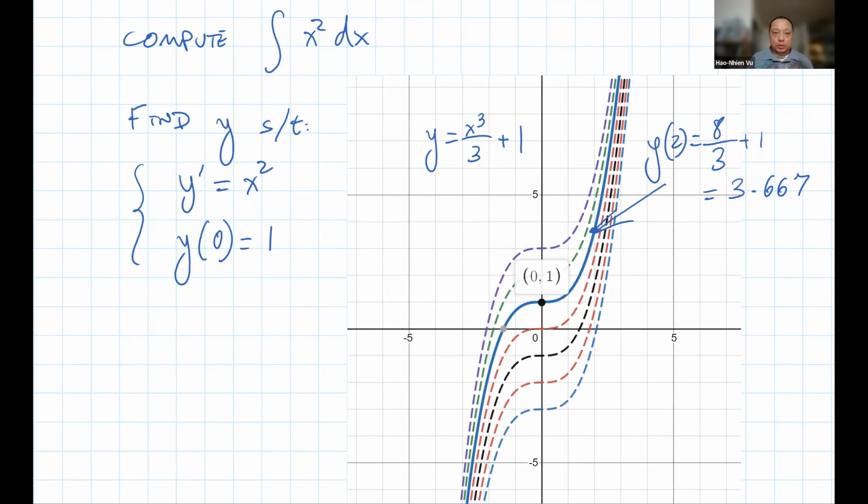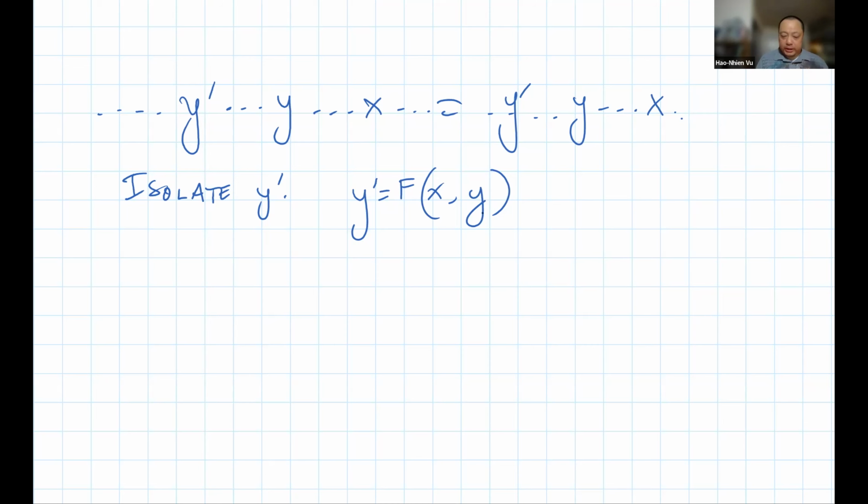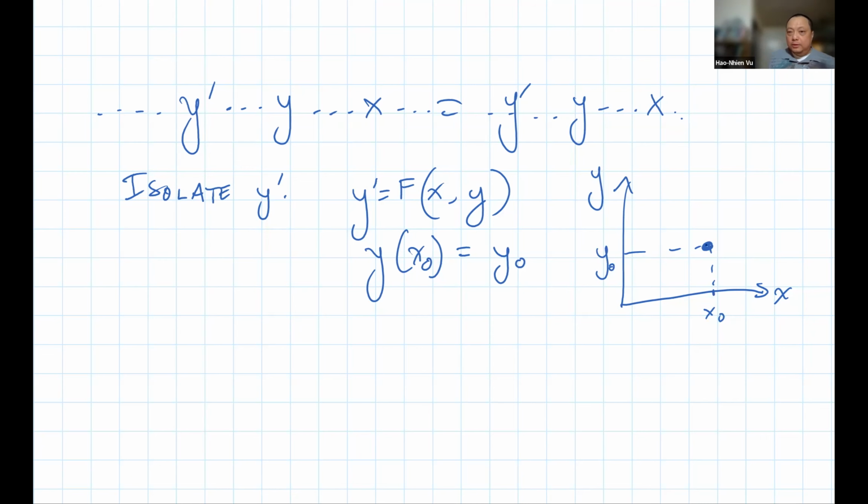So let me close out this example by applying existence and uniqueness to this particular situation where we have a first order differential equation. For a first order differential equation, we have some sort of y prime, some sort of y, and some sort of x mixed somehow. Well, do some algebra on them and isolate the y prime. You isolate the y prime, then all the x and y are on the other side. So basically you end up with y prime as some function of x, y. And then you have your initial condition that y at some x naught is equal to y naught. This is your initial value problem. There's the initial point.